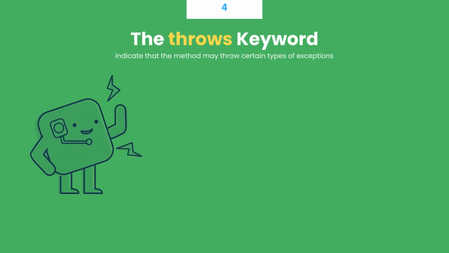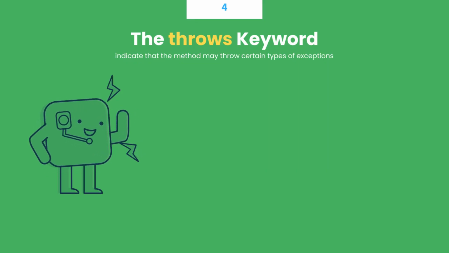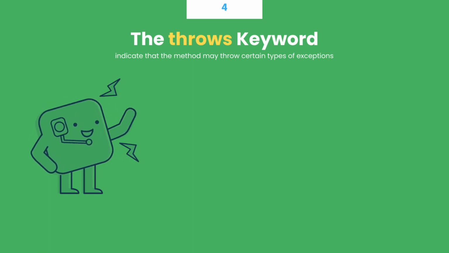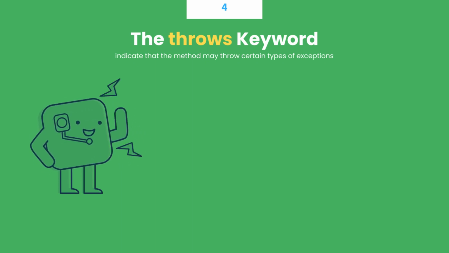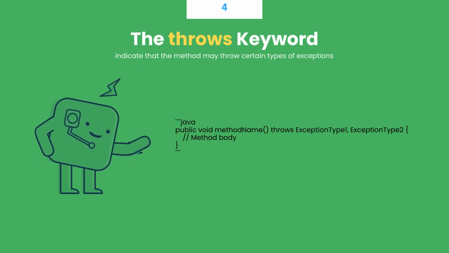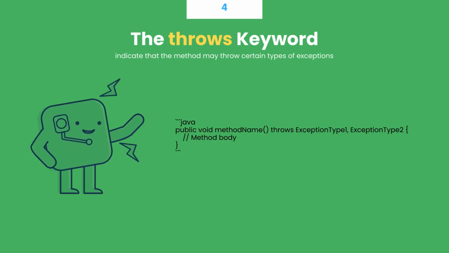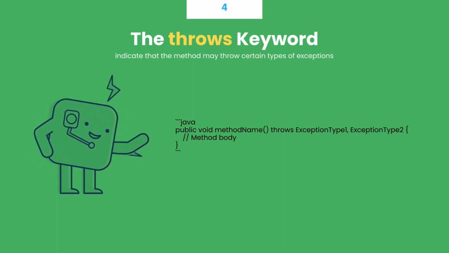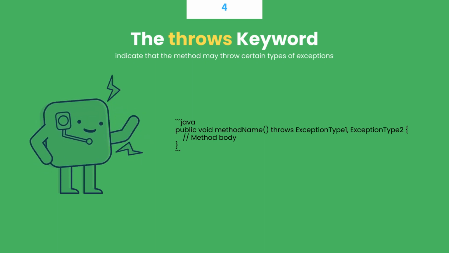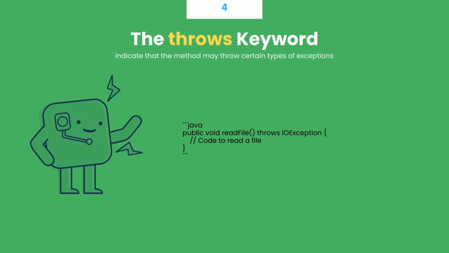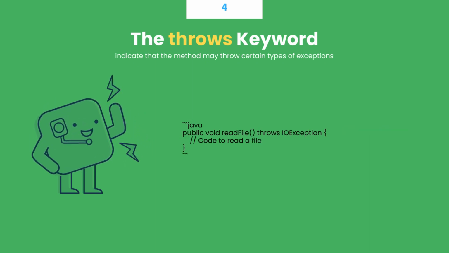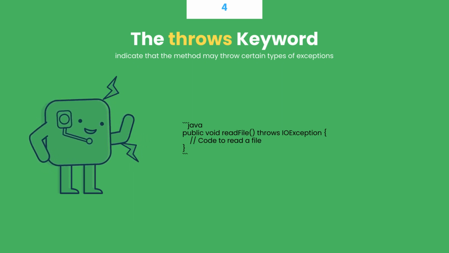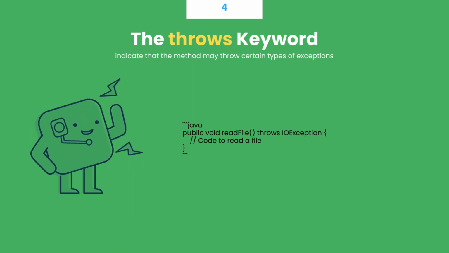The throws keyword is used in method declarations to indicate that the method may throw certain types of exceptions. It delegates the responsibility of handling exceptions to the caller of the method. Here's how it's used: public void methodName() throws ExceptionType1, ExceptionType2 { // method body }. We specify the types of exceptions that the method may throw. Let's see an example. public void readFile() throws IOException { // code to read a file }. In this example, the readFile method declares that it may throw an IOException when reading a file.